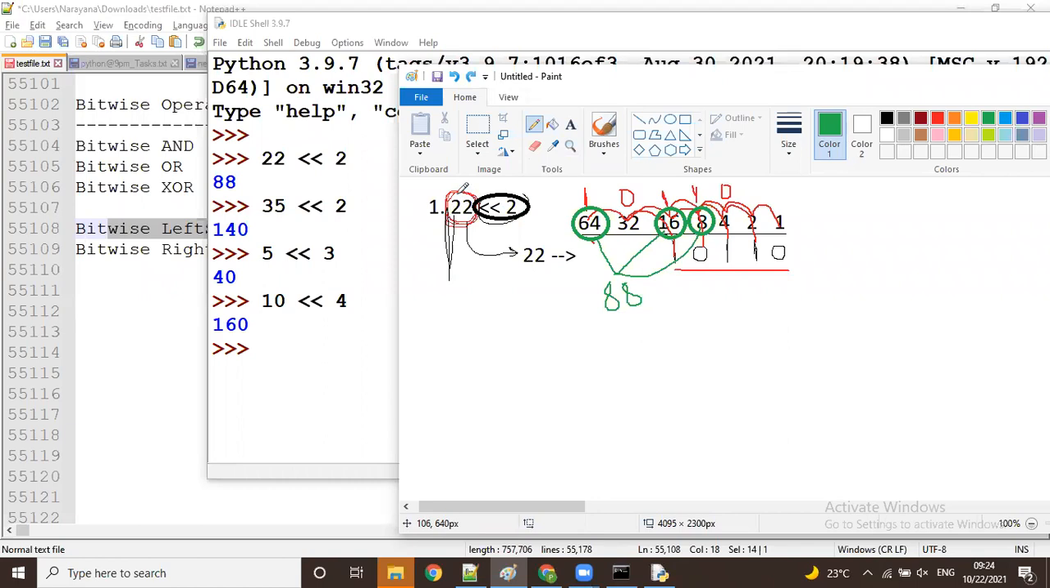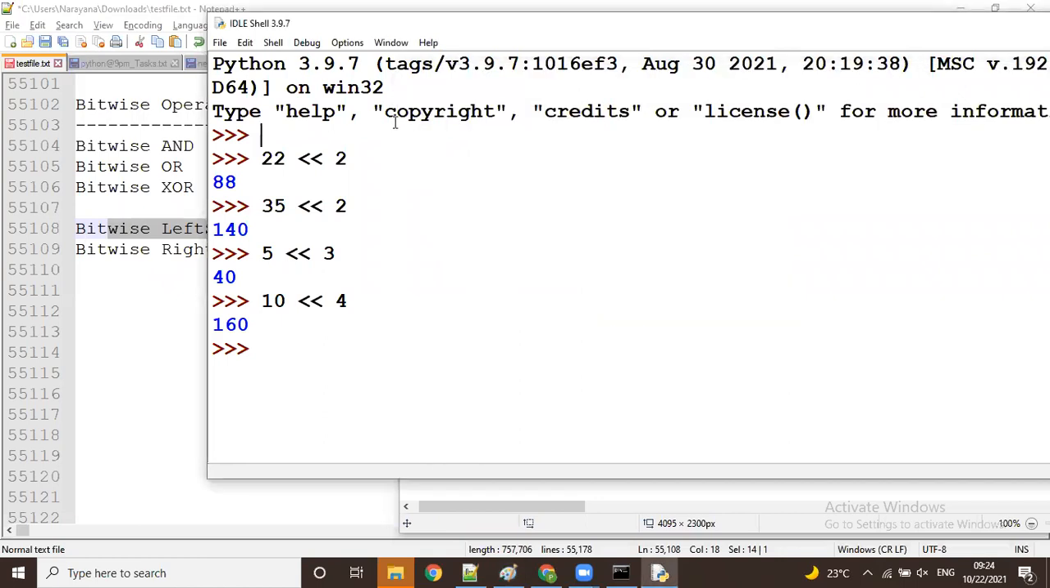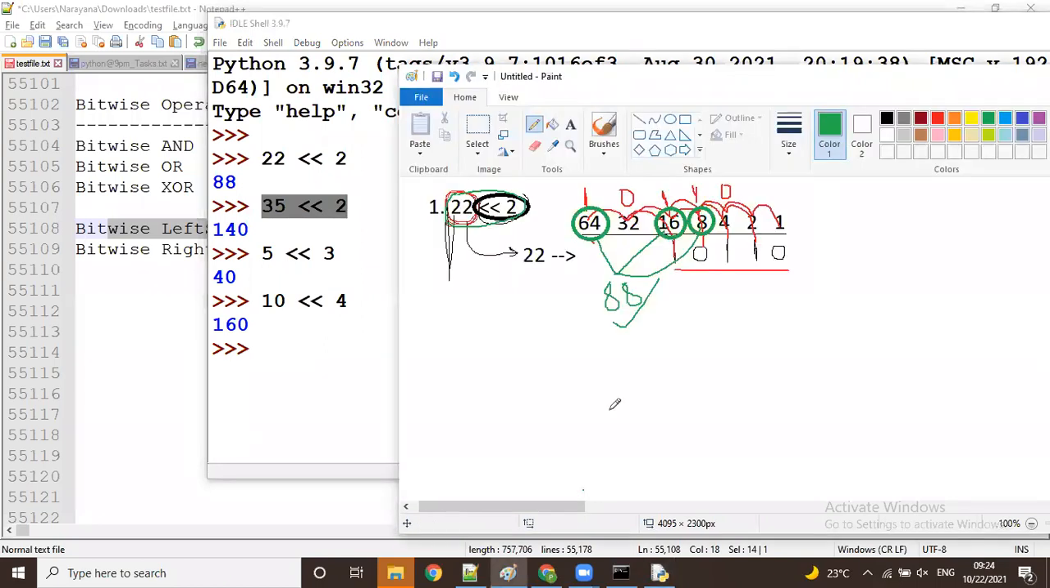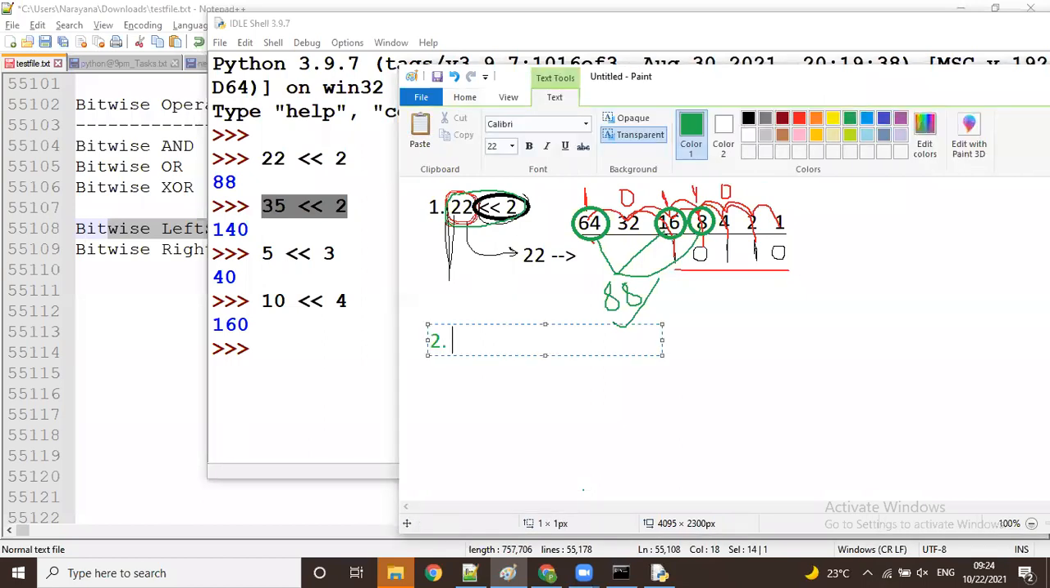This is one example, right? 22 left shift 2. What's the output here? 88 is the output, guys. That is what you can observe here. I'm going with the next one also, 35 left shift 2. For the second example here, 35 left shift 2.